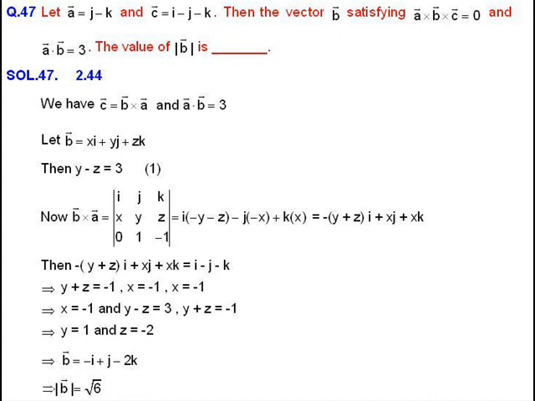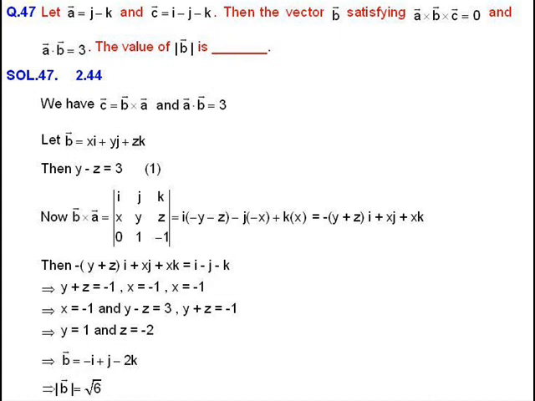Here we have a, b, c are three constant vectors where a and c are given. So let b is equal to xi plus yj plus zk. Now we have two equations that are satisfied by a, b, c, and we have to find the magnitude of b, that is, we will find vector b. Now by the given conditions, a dot b is equal to 3 implies y minus z is equal to 3, and we also have a cross b cross c is equal to 0. So that implies c is equal to b cross a. So when we compute b cross a and put this value in the relation c is equal to b cross a, we have x is equal to minus 1 and y plus z is equal to minus 1.